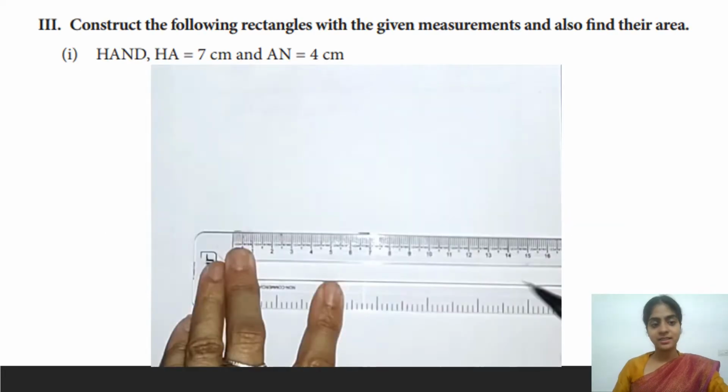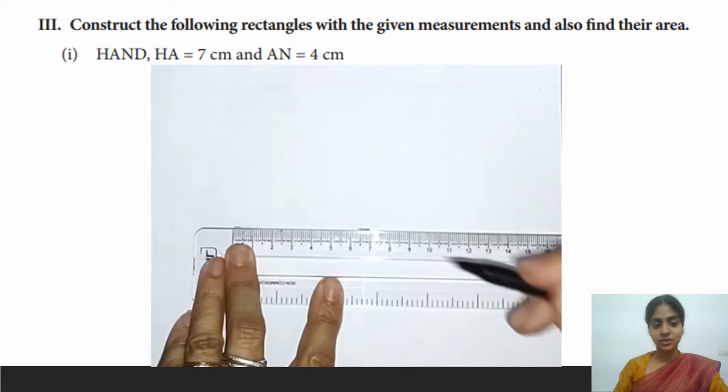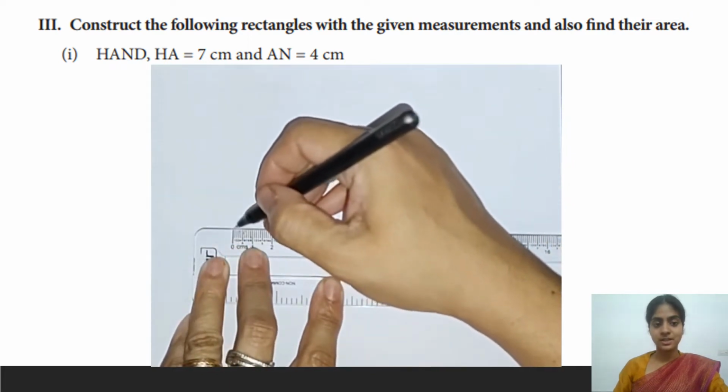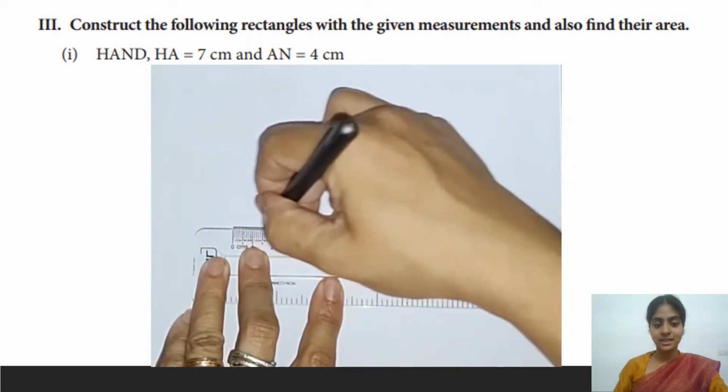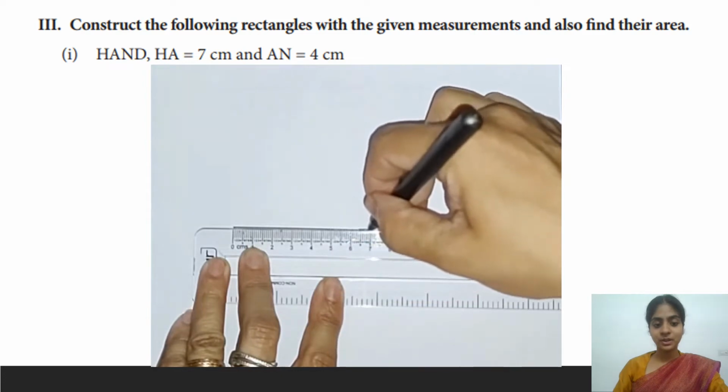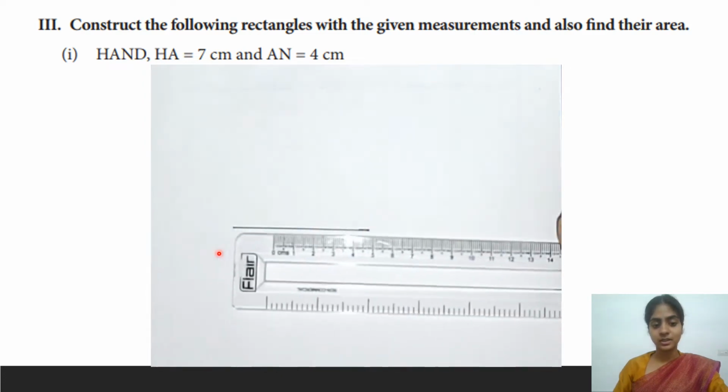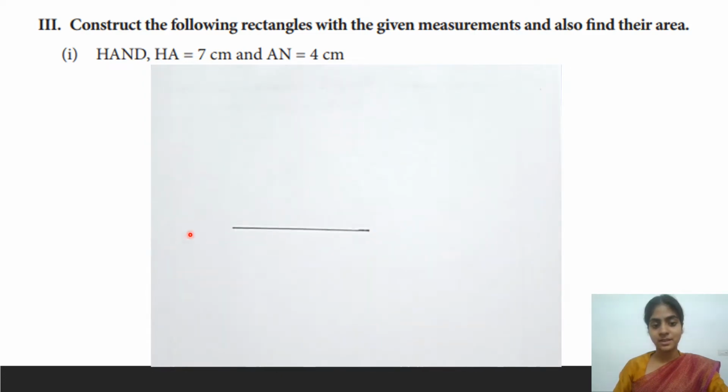Let us understand the construction using the question. Here, the construction we are supposed to make is a rectangle which is HAND. Sides HA and AN are given. We start off with drawing side HA, which is 7 centimeter. So we take a scale and then we draw the length 0 to 7 centimeter.